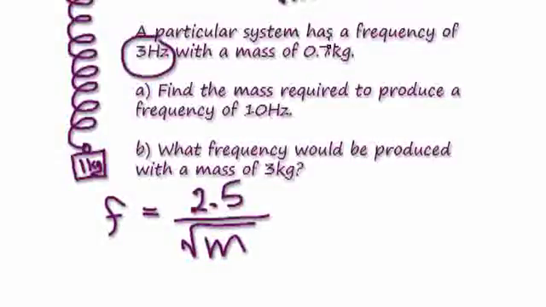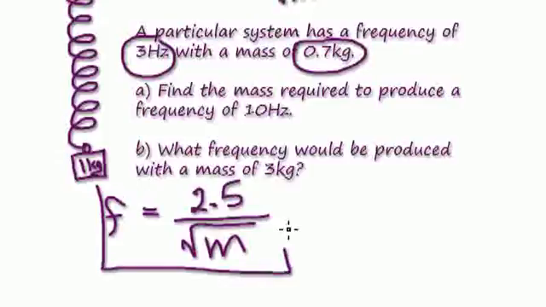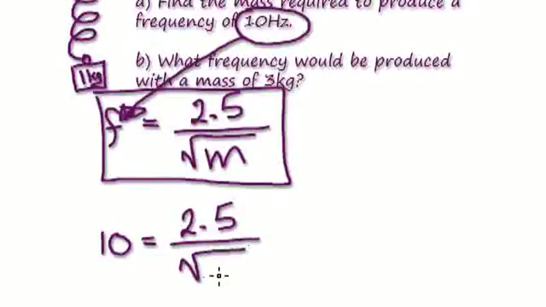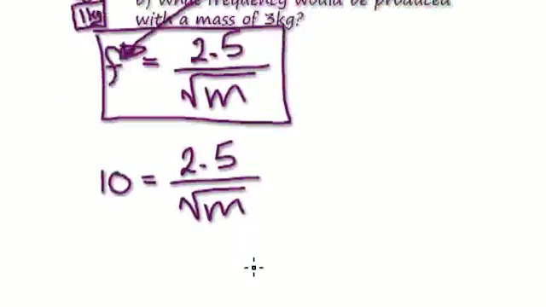So we used the frequency and mass for this system to find our value of k. Now this is our magical formula. It's just a matter of plugging in. Find the mass required to produce a frequency of 10. So you put this in here and work backwards to find m. So now frequency of 10 equals 2.5 over root m. We are just trying to find m now. There are lots of ways of doing this. Let's take the reciprocal of both sides.